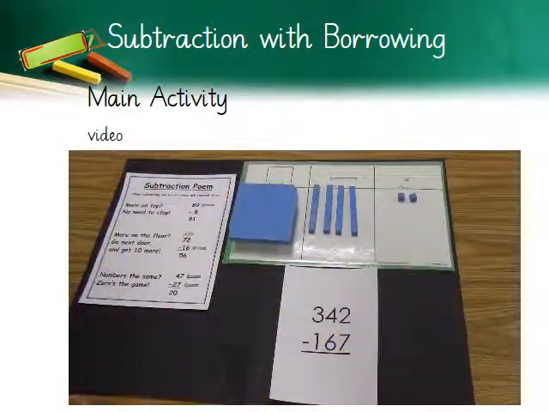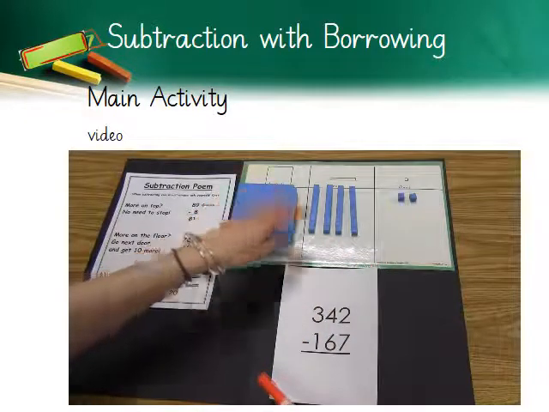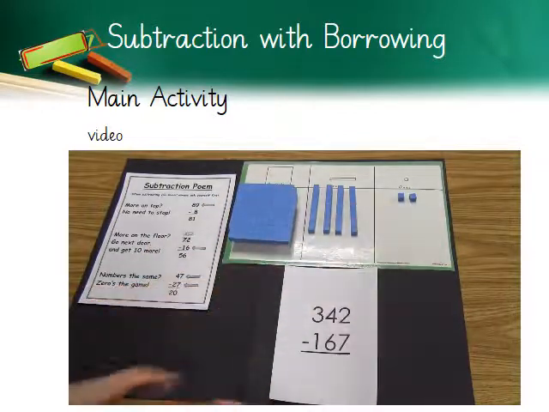Hello, today we're going to do 3-digit subtraction with regrouping. I have the problem 342 minus 167. To show this, I have some base 10 blocks. I made 342 with 3 hundreds, 4 tens, and 2 ones.